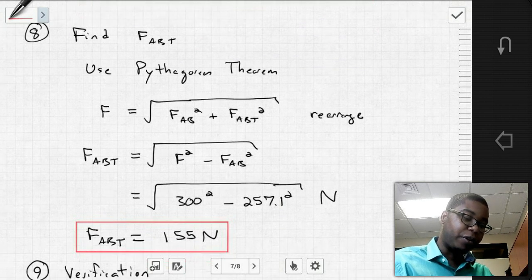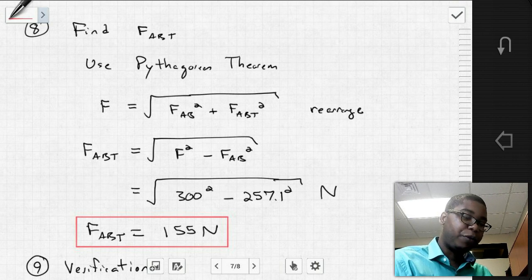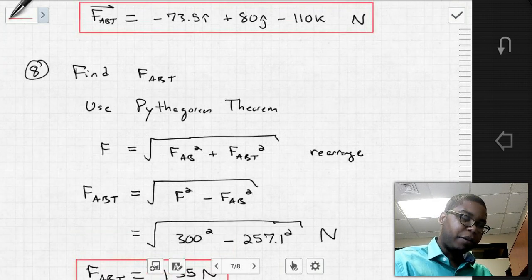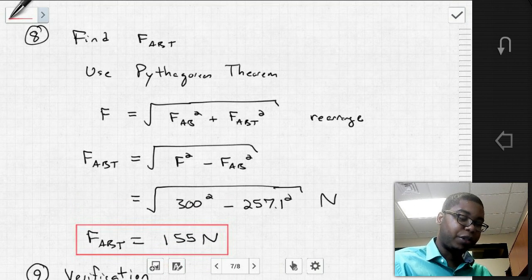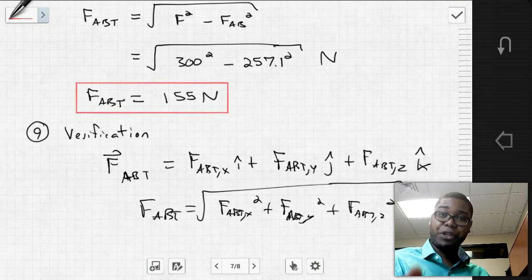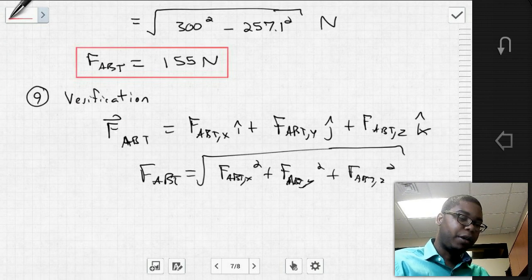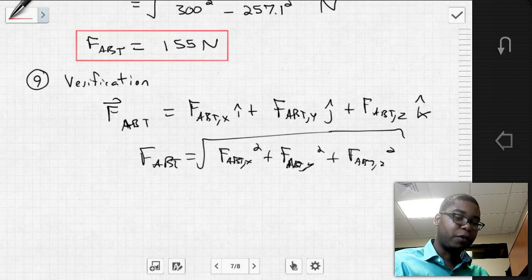Another method we can use to find the transposed force is Pythagorean's theorem, where the magnitude of F should be equal to the square root of FAB squared plus FAB transpose squared. We can rearrange this equation to find the magnitude of the transposed force AB. Then, to verify, we take our Cartesian vector, take the magnitude we found, and verify that the left-hand side and the right-hand side of the Pythagorean theorem equation are identical. That's a fairly simple way for us to solve these problems.